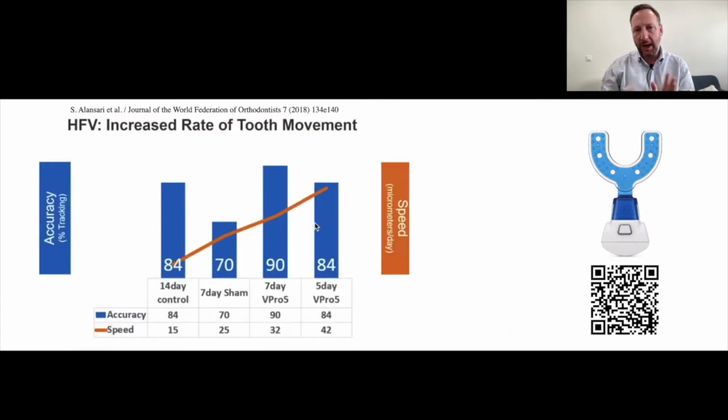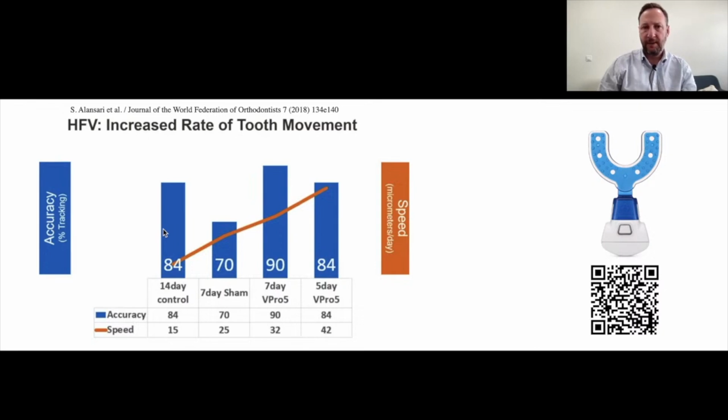This is why the protocol I have been using for my patients is the 5 days aligner changer with the high frequency vibration, because I can have the same control I have compared to the times that I used to change in 14 days, but compared to 14 days, 5 days is 60% faster. So I can finish the first set of aligners much faster compared to the usual protocol I used to use in the past.